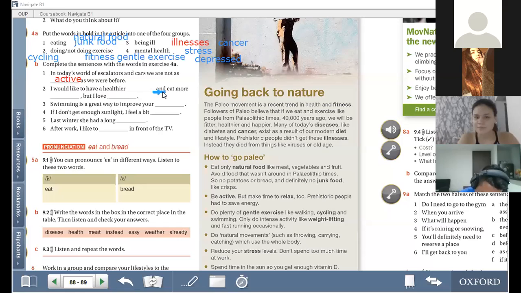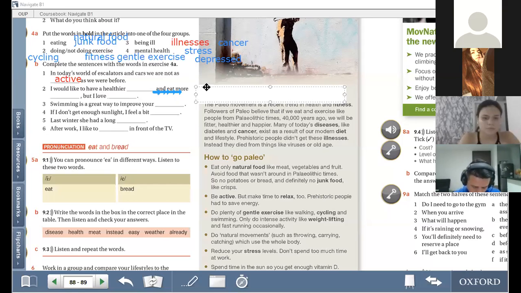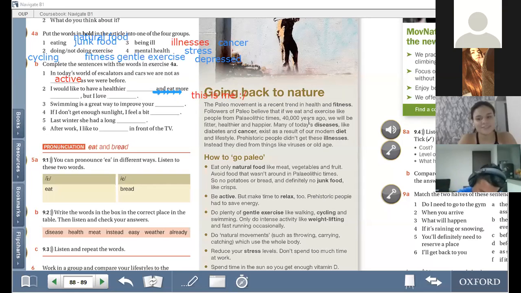The second is diet. A healthier diet, and eat more natural food. But I love junk food. Junk food, yes. This is me, definitely. I would like to have a healthier diet, and eat more natural food. But I love junk food, right? Very good job.